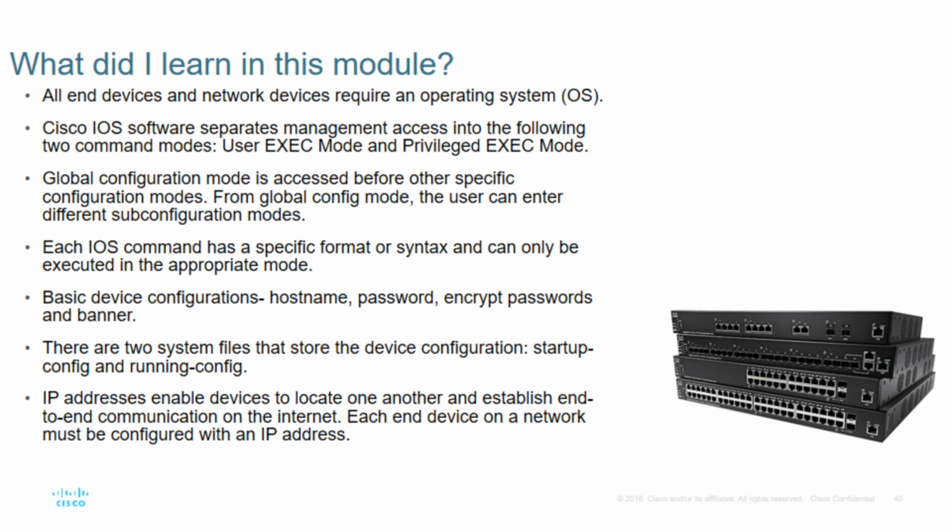There are two system files that store the device configuration: startup-config and running-config. Then finally, IP addresses enable devices to locate one another and establish end-to-end communication over the internet. Each end device on a network must be configured with an IP address.